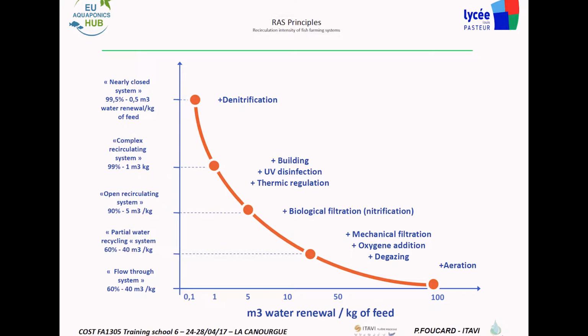And then you have the nearly closed system, 0.5 cubic meter or less per kilo of feed. So this is basically only replacing the water lost to evaporation and evapotranspiration. Only this kind of loss. Then you have to add a denitrification part, because the nitrates can accumulate a lot. But this is only for RAS.